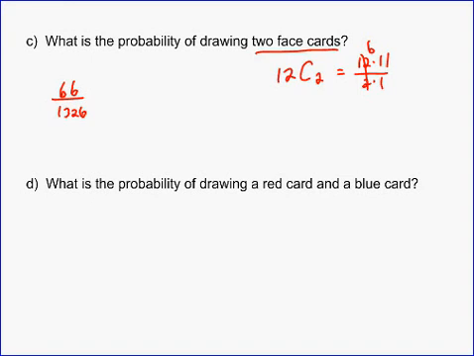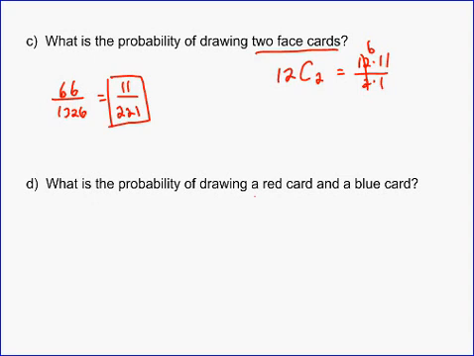Like I said, I know 6 goes into both of these, and so it's going to be 11 over 221. You should check to see if 11 goes into 221, which it doesn't. So the probability of drawing 2 face cards is 11 out of 221.